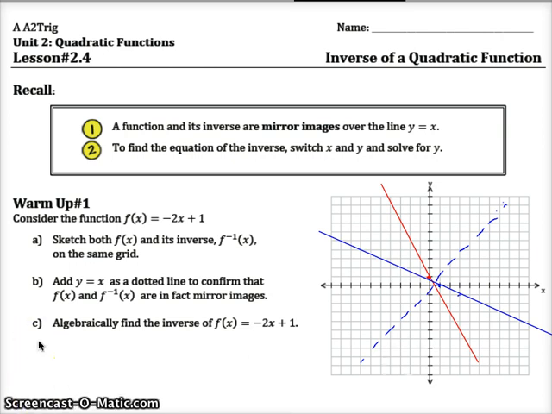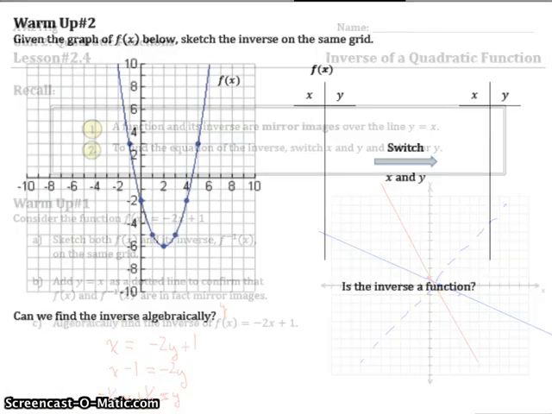Okay, and then find it algebraically. So algebraically, we want to rewrite this, pretending that this was actually y here: y equals -2x plus 1, and then switch the x and y. So we're looking at x equals -2y plus 1. Solve this for y. Divide by -2. And I get what I have there as that blue line. I have an intercept of +1/2 and a slope of -1/2.